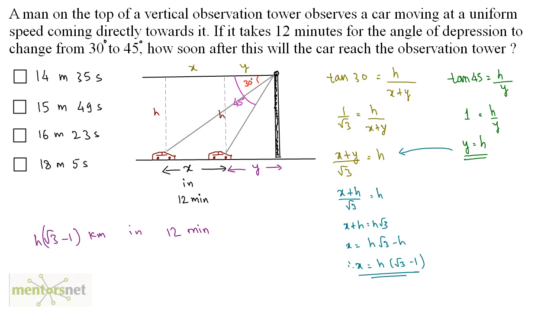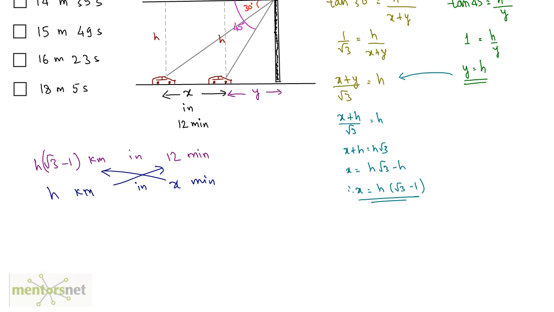Okay, now we want the time in which the car travels this y kilometers, right? What is y? Well, y is h kilometers, isn't it? So h kilometers in how many minutes? So let the minutes be x minutes. Okay, so just cross multiply and equate and we can get the value of x. So x times h root 3 minus 1 is equal to h times 12. Okay, this h and this h cancel out.